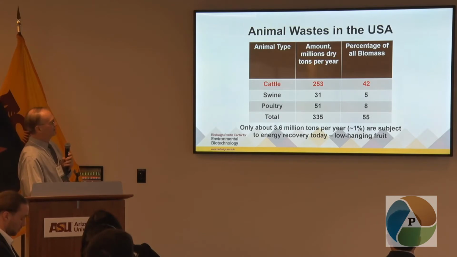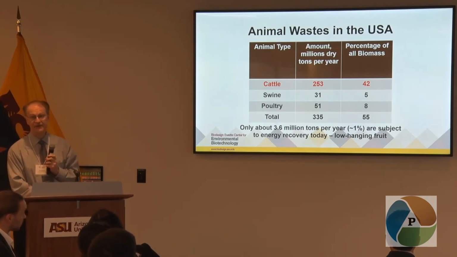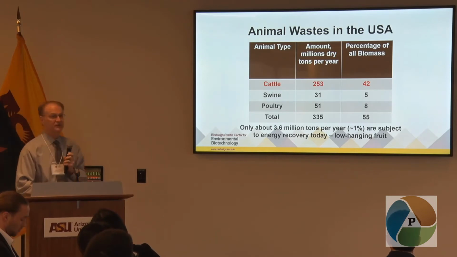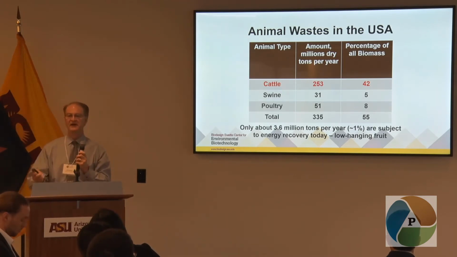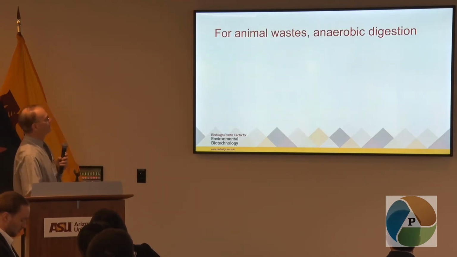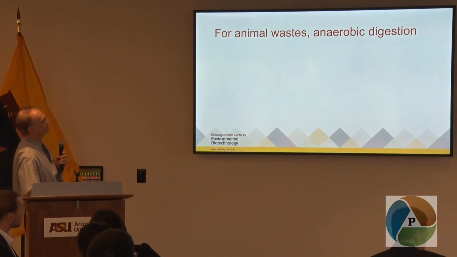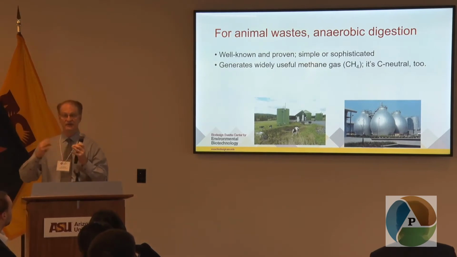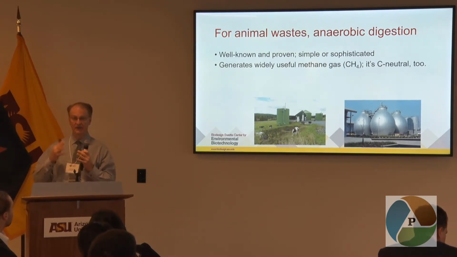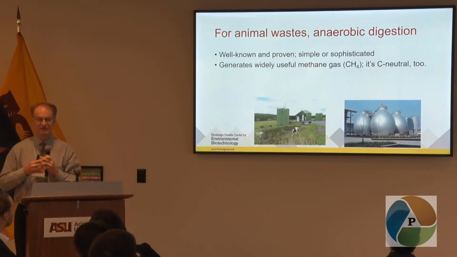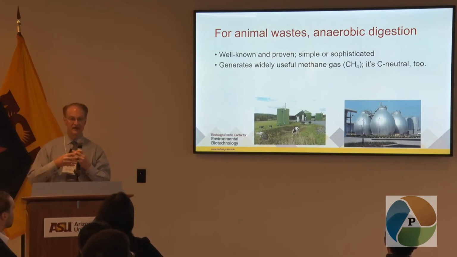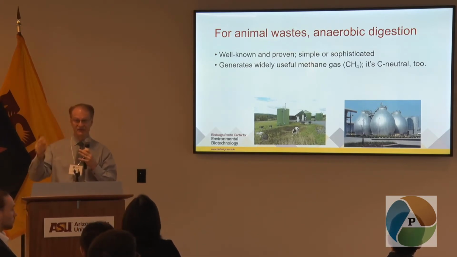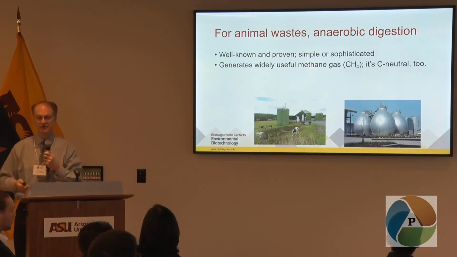All right. Today, in animals, only about 1% of the flow is actually being used for energy recovery. So low-hanging fruit. Okay, so how do we want to do this? So for animal waste, we want to do some form of anaerobic digestion. This is where we use anaerobic reactors and bacteria and methanogens break down the complex organics into simpler things, and eventually they make methane gas, which we can recover.